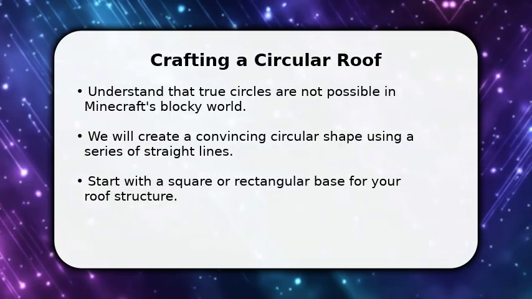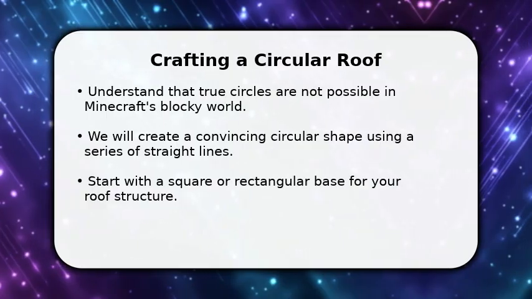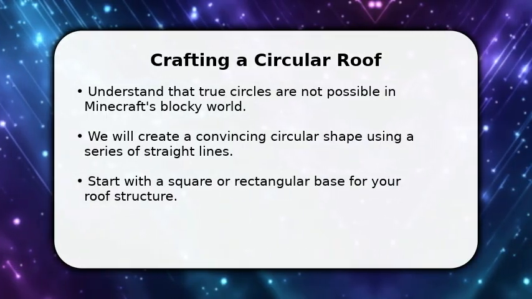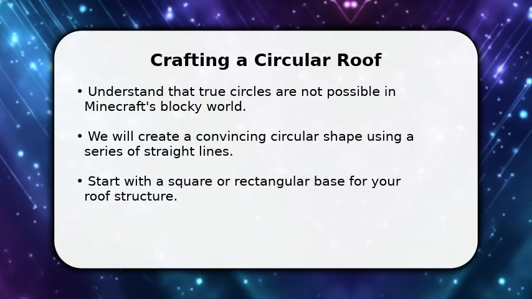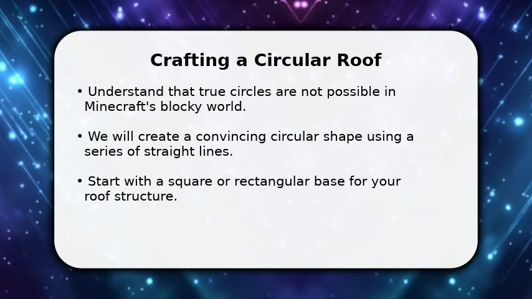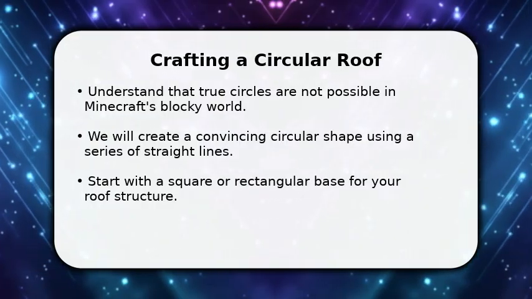We'll start by laying out a square or rectangular foundation for your roof. Then, decide on the overall size, like a diameter of 21 blocks, to guide your construction. This initial step is crucial for establishing the scale and shape of your build.